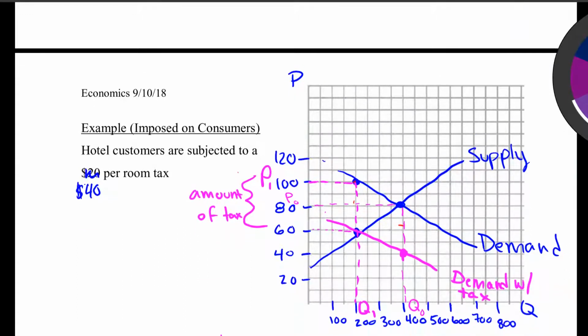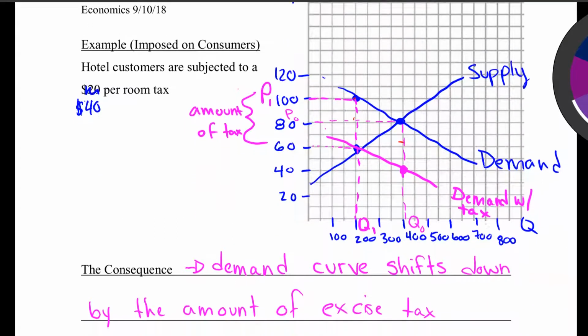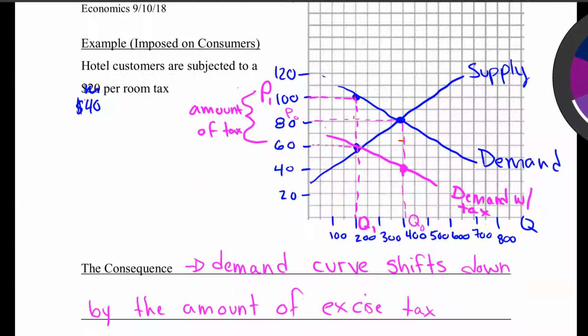When we're looking at it on customers or the consumers, it's going to impact the demand curve, right? But the same implications apply. So the only difference is now that the demand curve is shifting, and it's going to shift left, just like supply did, by the amount of the tax. So if the tax is 40, it's going to move down 40.